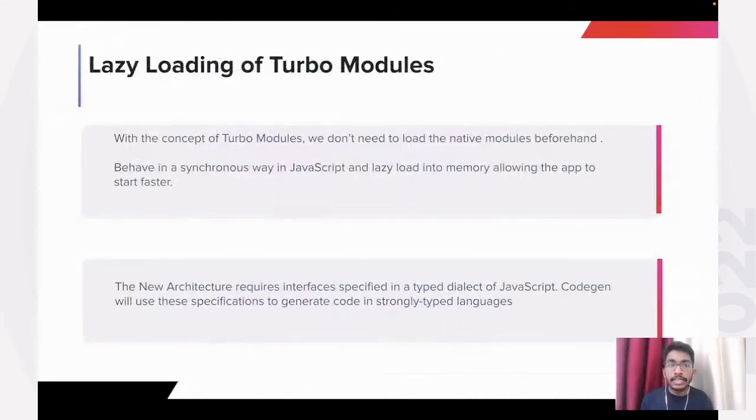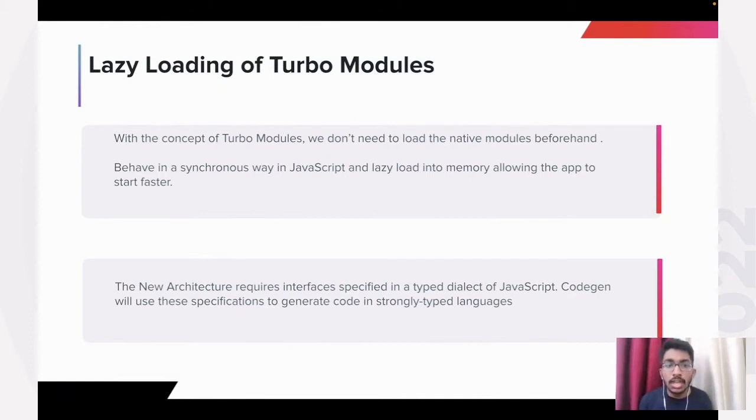So now going on to the lazy loading of turbo modules. This is a big advantage which we are getting over this new architecture. Earlier with the old architecture, we had to preload everything. The native modules were getting preloaded, which was increasing the app boot up time, which was very devastating. With turbo modules, we don't need to load the native modules beforehand. It behaves in a synchronous way in JavaScript and lazy loads into memory, allowing the app to start faster.